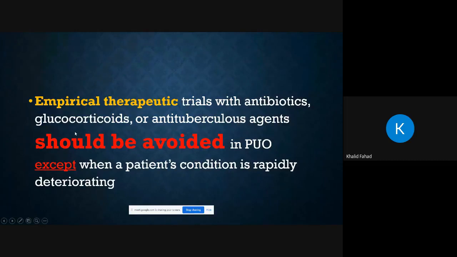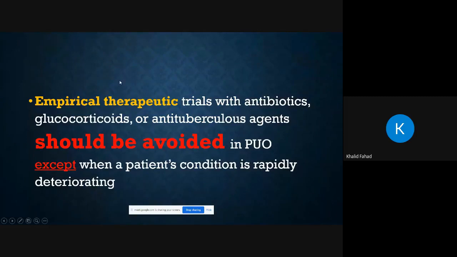How can we treat empirically in a patient with FUO? Rheumatoid... glucocorticoid, non-steroidal... No, I am talking about giant cell arteritis.